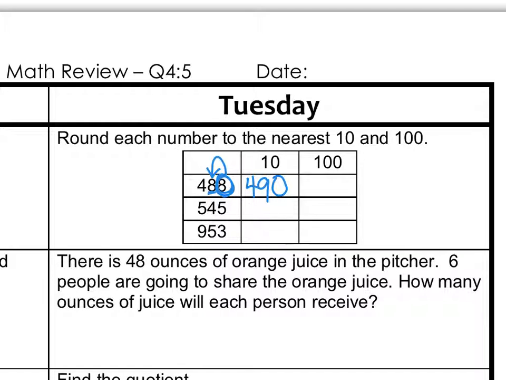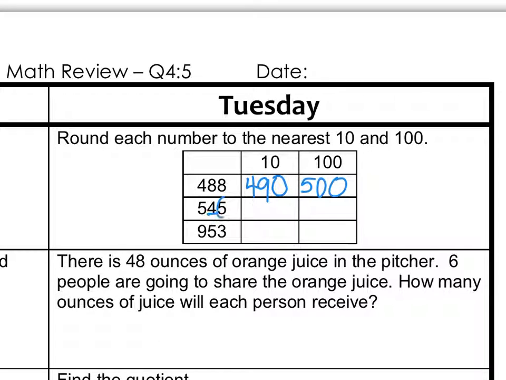Now, I'm going to underline the hundreds place. So the 8 is going to round the 4 up to a 5. This circle reminds us to change everything else to zeros. Okay, moving right along.